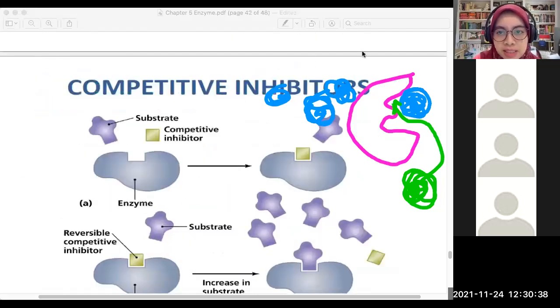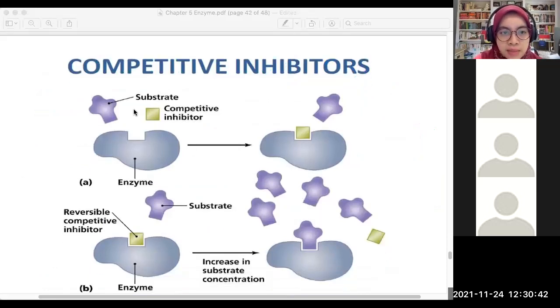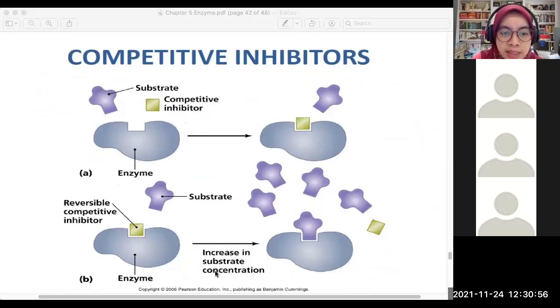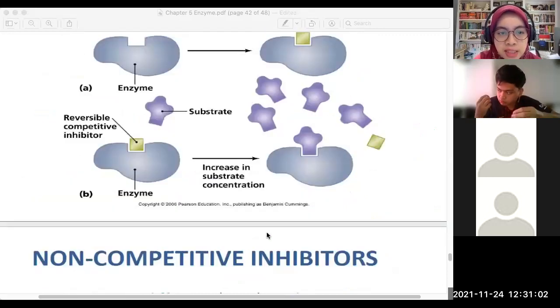Something like this. We have an enzyme, and this is the substrate. The competitive inhibitor usually mimics the site where the substrate can bind to the enzyme, so it will fit into the active site. How do we reverse the effect of this inhibitor? Increase the amount of substrate. So that is for the competitive inhibitor.